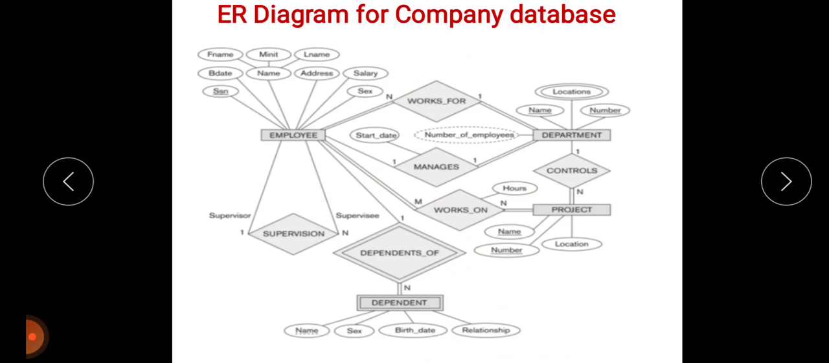Next, ER diagram for company database. It is an overview of the company database. As it is the complete ER diagram of a company database, we are unable to judge the complete overview of the database. So we will see it part by part, okay, in further slides.